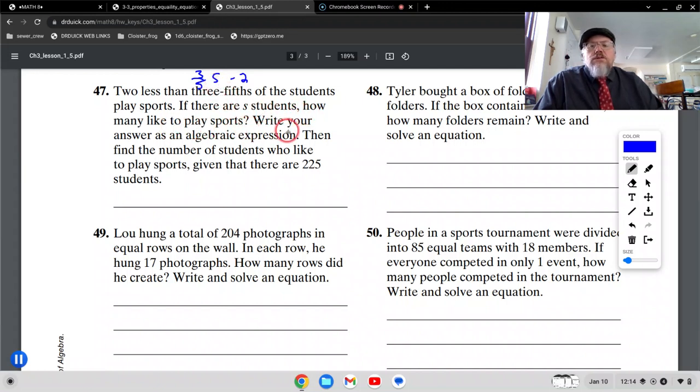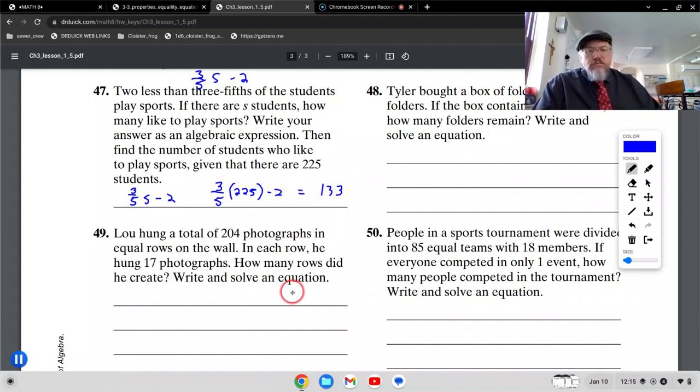How many like to play sports? Write your answer as an algebraic expression. Then find the number of students selected by choice if there are 225 students. Ah, nice. Okay, so I rewrote my equation, right? 3/5 S minus 2, right? And then I'm going to sub in 225. So 3/5 times 225 minus 2, okay? And if you did your math right, which is not hard, you should get the number 133 students.